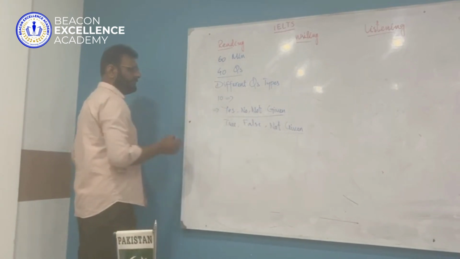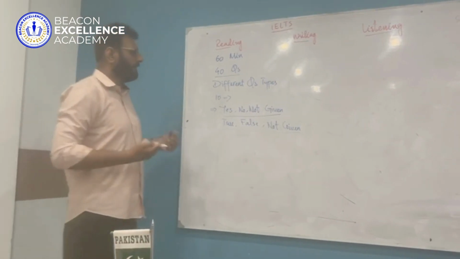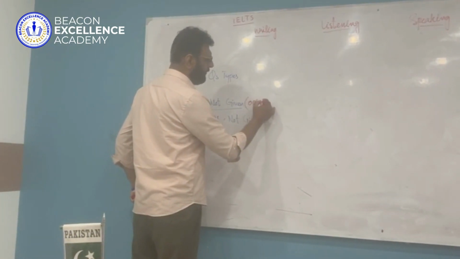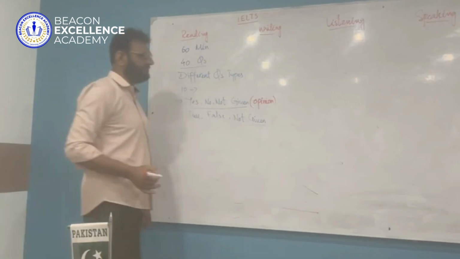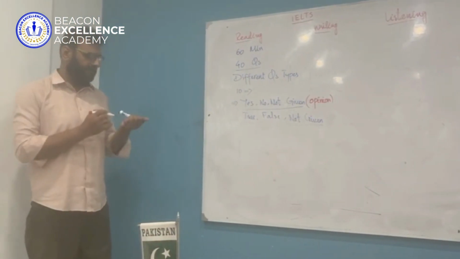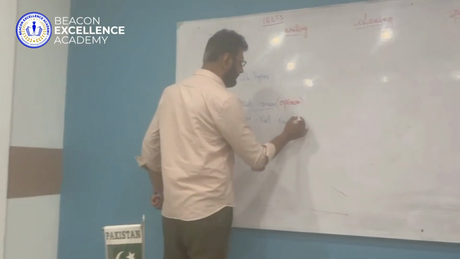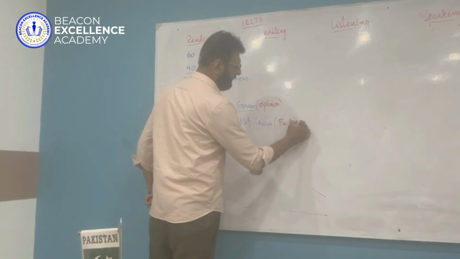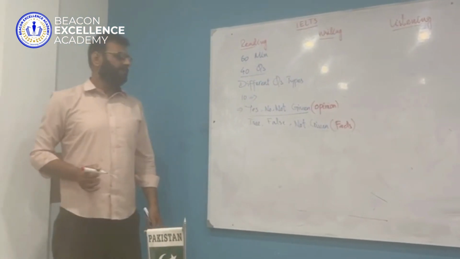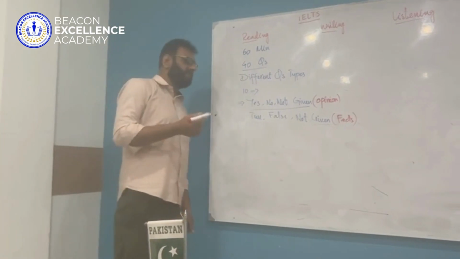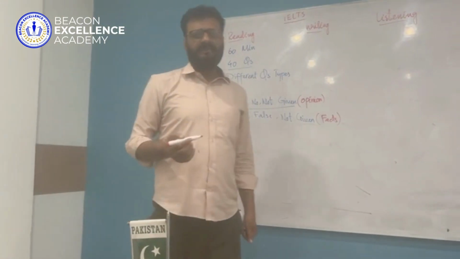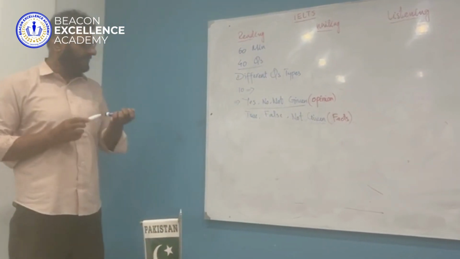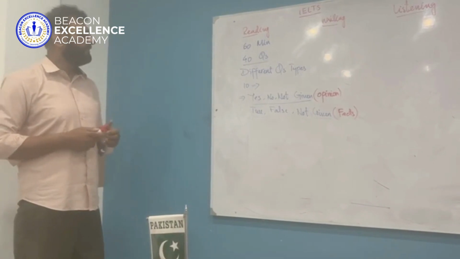Well, yes, no, not given is basically about opinion. What do you think about something? What is your opinion about something? And true, false, not given is about facts, like if there is some date, if there is some quantity, if there is some quality. So all these things matter a lot. So we have yes, no, not given, and true, false, and not given.